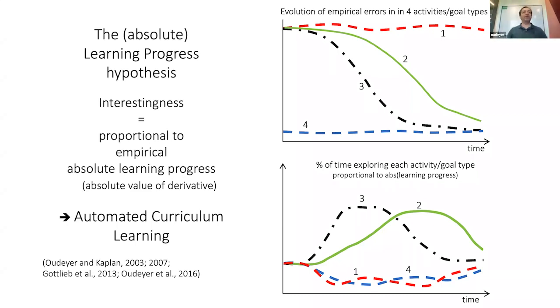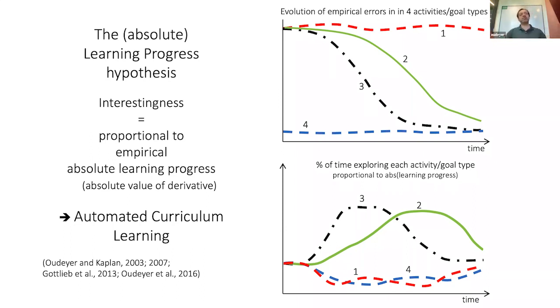And so you're exploring a little bit more, and at some point you reach a plateau. At this point, you discover that maybe the one with the highest learning progress is the green one. And so you shift automatically to it, while avoiding spending too much time on activities like 1, which is impossible to learn, or 4, which is trivial and where there is no learning progress to be made. So that's the basic idea.